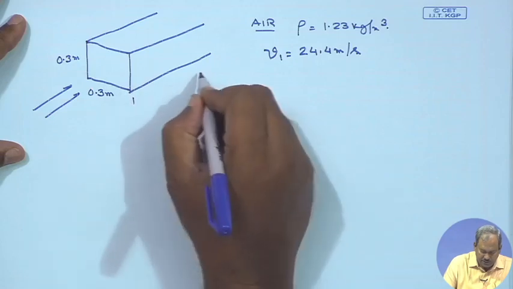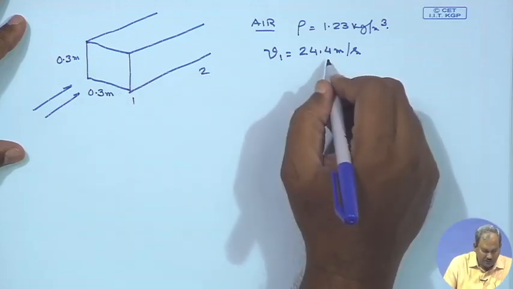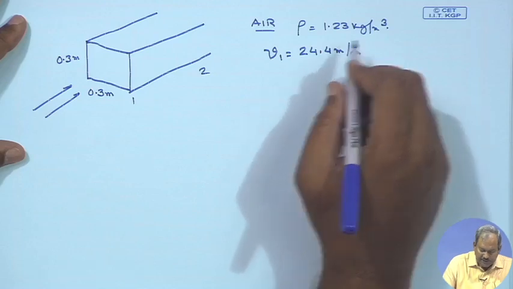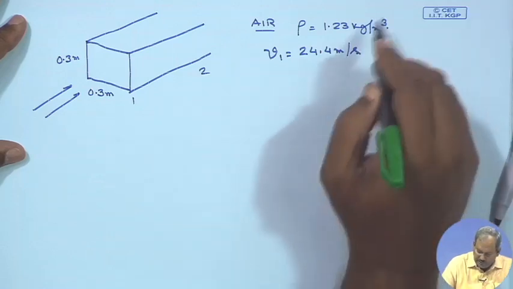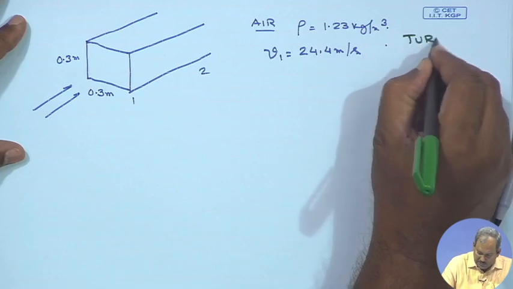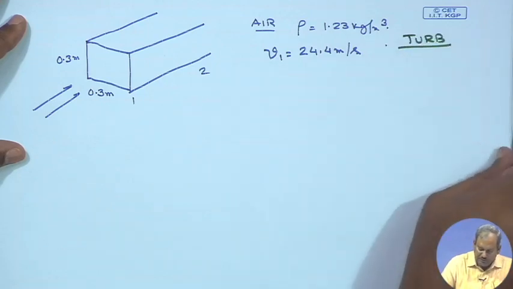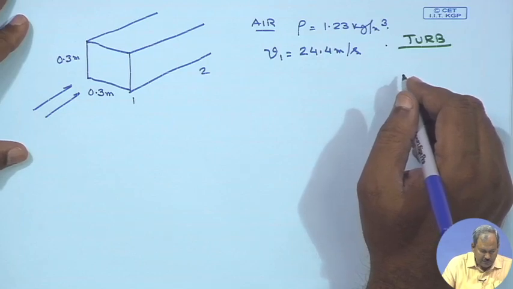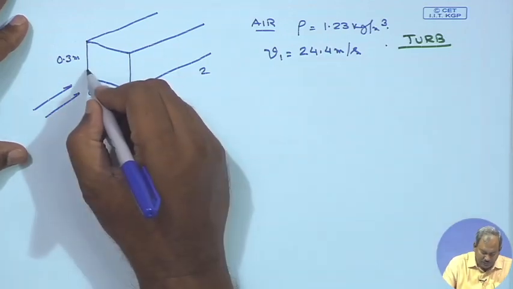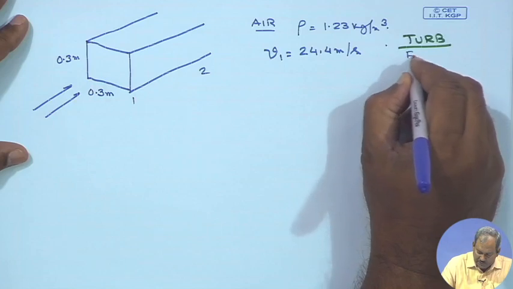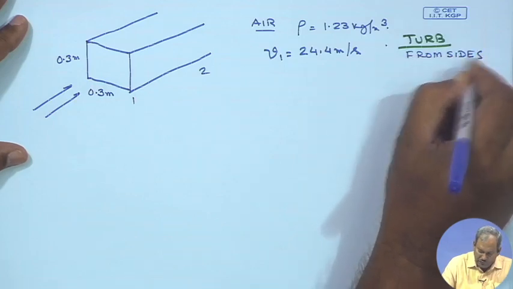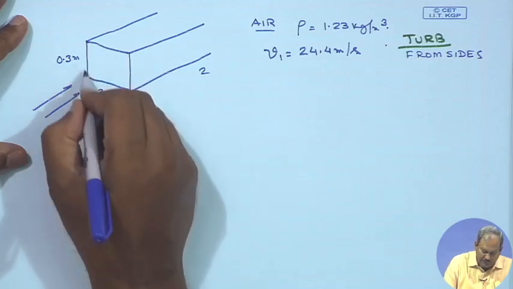Okay. So, this is 1, this is 2, this is 24.4 meter per second and it is turbulent boundary layer everywhere. So, we have turbulent boundary layer at 1 as well as at 2 and the turbulent boundary layers are going to form on all sides. So, they are going to form on all 4 sides which are forming this duct.